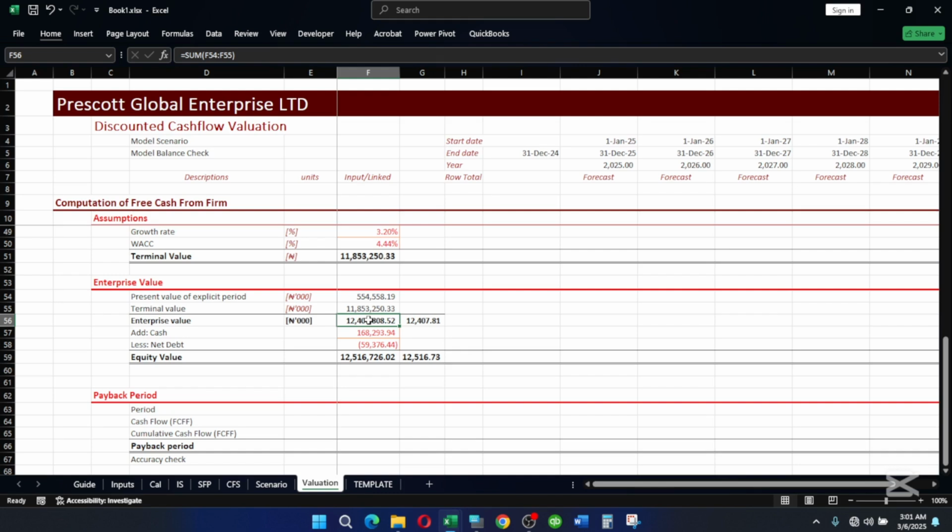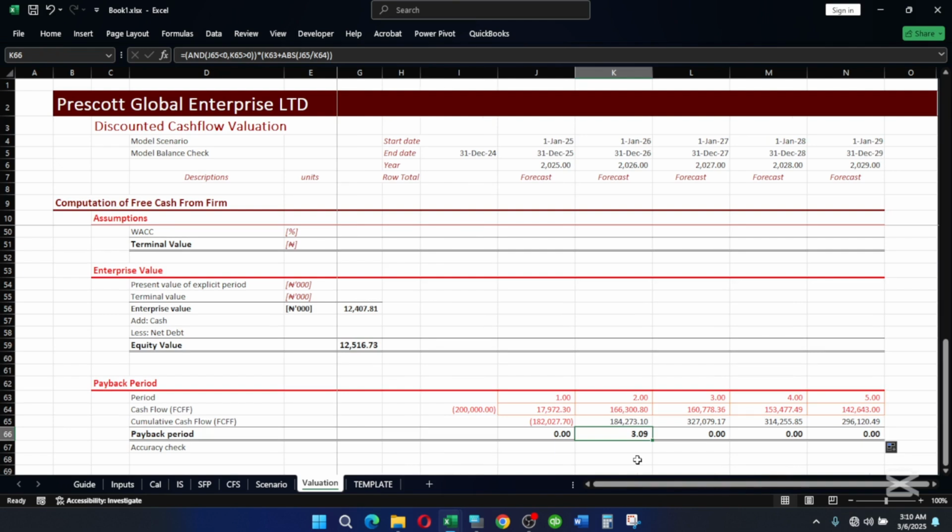So let me repeat myself. The enterprise value is just the summation of the present value and the terminal value. You get it? Then to get the actual value of that business, you have to include its cash and less its debt. So that is what we have here. If you include cash and less the debt, we have this value as the equity value of the entire business. We have calculated our enterprise value. The next thing for us to do is to calculate our payback period.